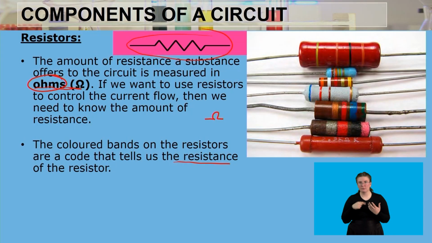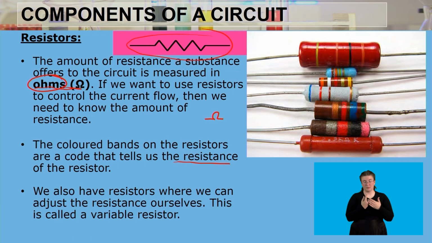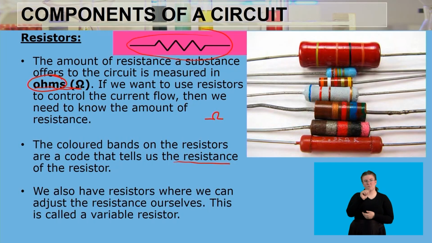So for us to be able to know that resistance, we're going to be looking at these resistors here. The colors given to us there are a code that tells us how much resistance a resistor has. We also have resistors where we can adjust the resistance ourselves. Not only just these ones, there are other resistors that we can manipulate and adjust the resistance of ourselves. That resistor that enables us to adjust its resistance is called a variable resistor or a rheostat.